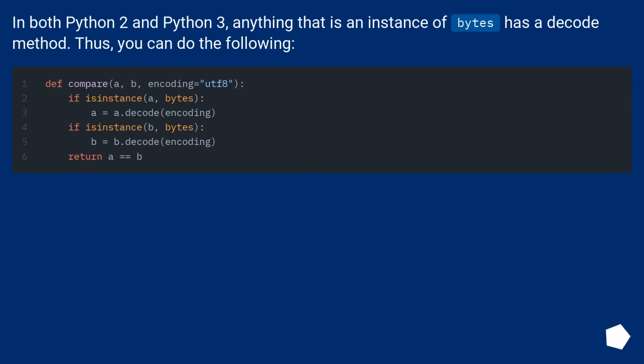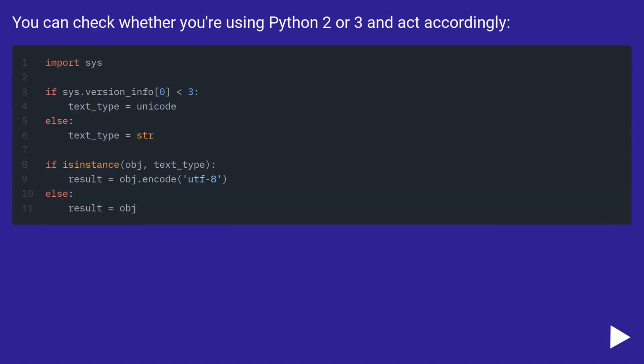In both Python 2 and Python 3, anything that is an instance of bytes has a decode method. Thus, you can do the following. You can check whether you're using Python 2 or 3 and act accordingly.